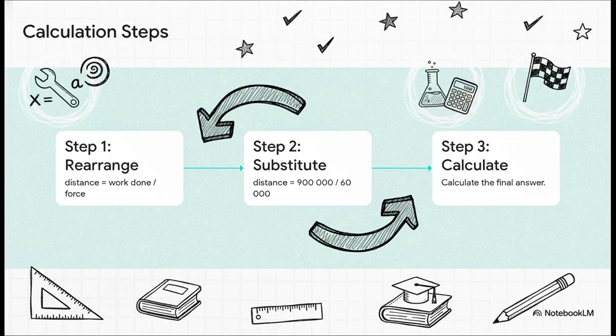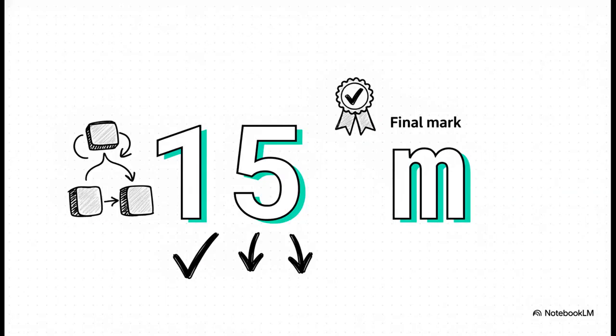It's a 3-step dance. First, you rearrange the formula to get distance by itself. That's mark number 1. Second, you plug in the numbers from the question. That's mark number 2. And then you do the calculation. Don't you dare skip those first 2 steps. And when you do the math, 900,000 divided by 60,000, you get 15 meters. That's it. That's your 3rd mark. A nice, clean 3-step solution.